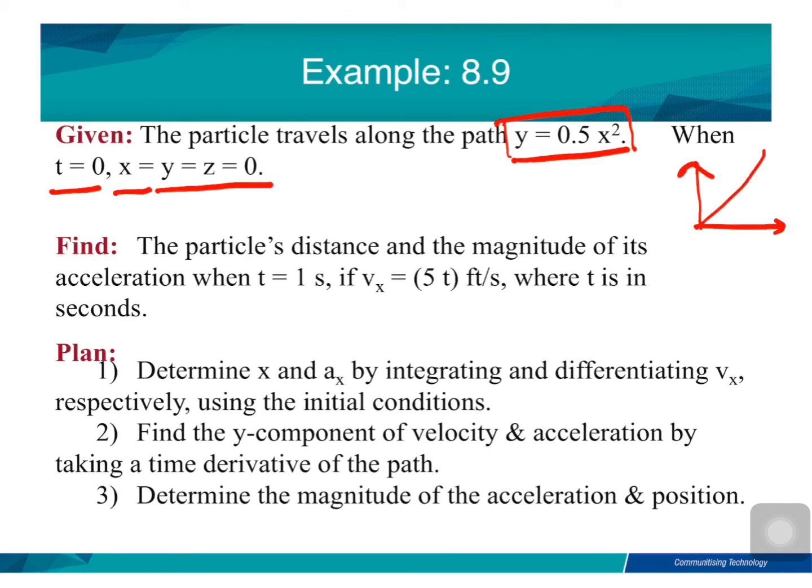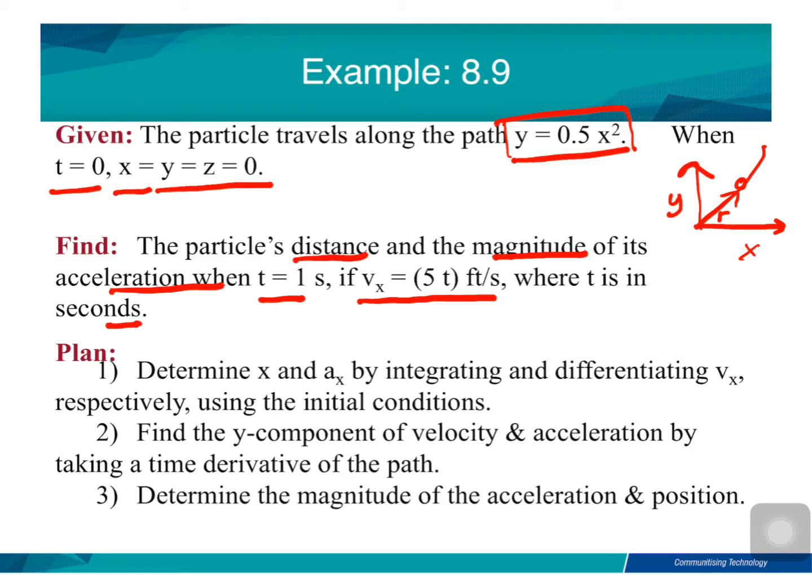So this is our particle travel. Let's say this is our particle, and this is our r. We need to get what is the x here and what is the y here. Determine the particle distance and the magnitude of its acceleration when t is equal to 1, and Vx is given. Vx is given by 5t feet per second, where t is in seconds.